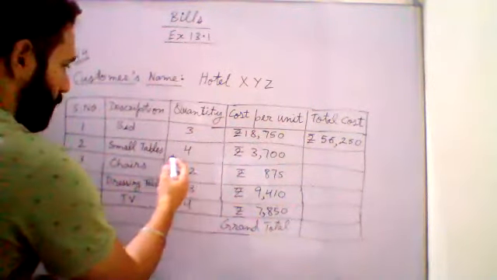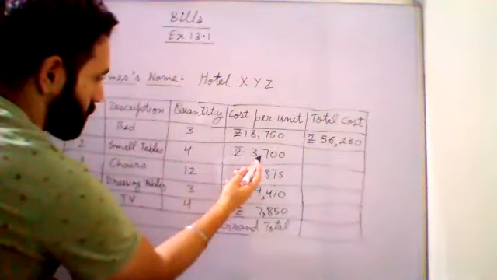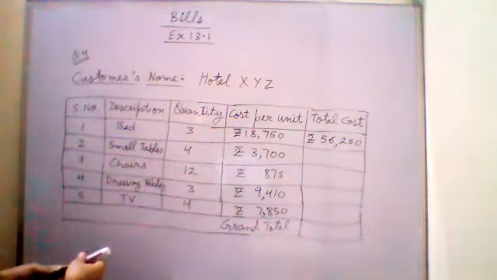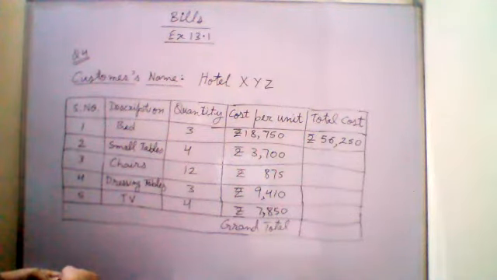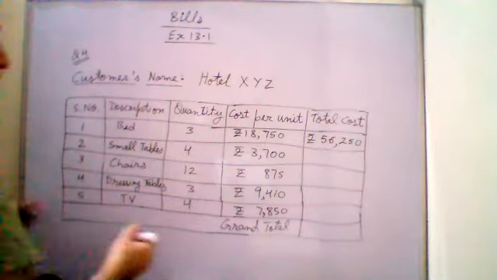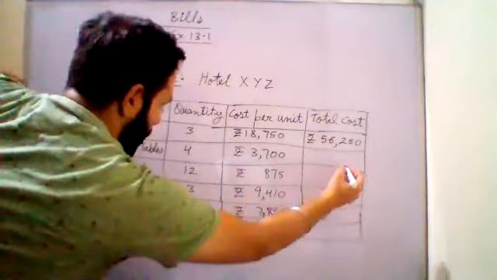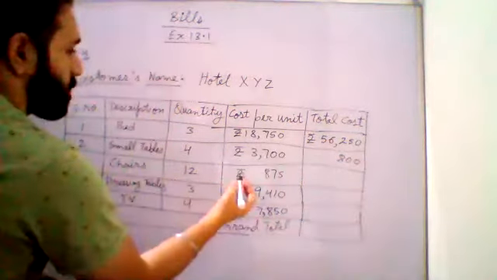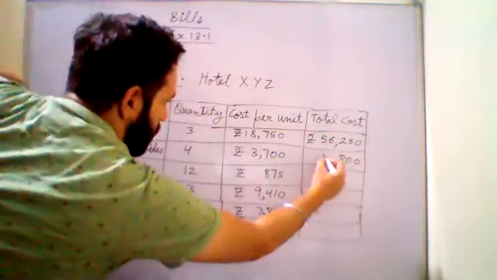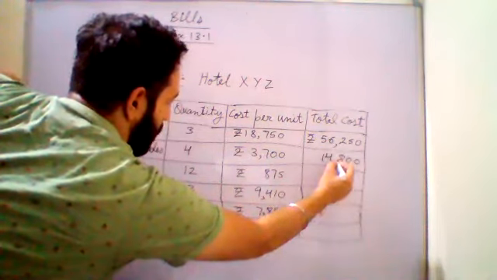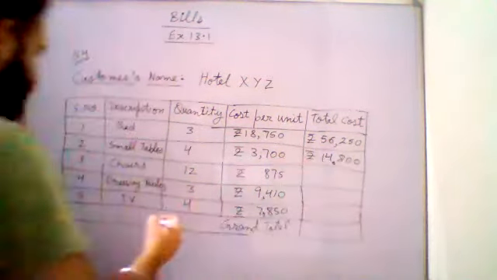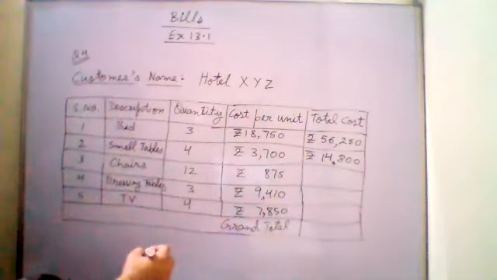Then what is the cost of four small tables? The cost of one table is 3,700. Four tables: 4 into 7 is 28. 14,800 is the cost of four small tables.